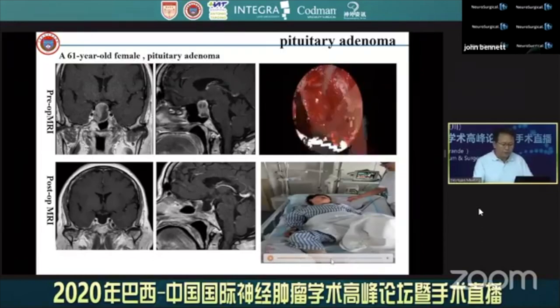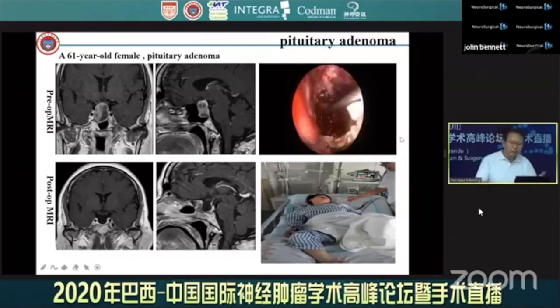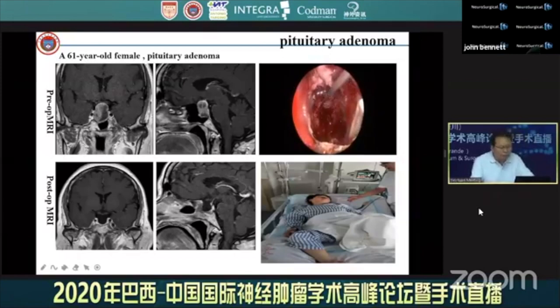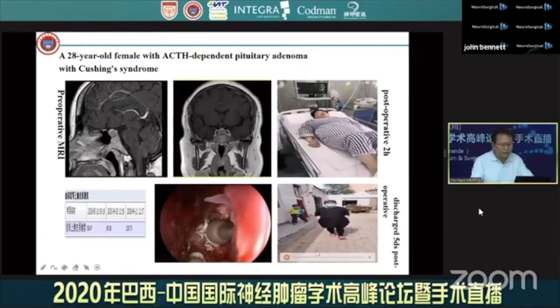Okay, it cannot open. So it just means it's a pituitary abnormal, 61 years old, using endoscopic tumors. This is the second case, a 28 year old female with Cushing syndrome, pituitary abnormal, because the patient just used.